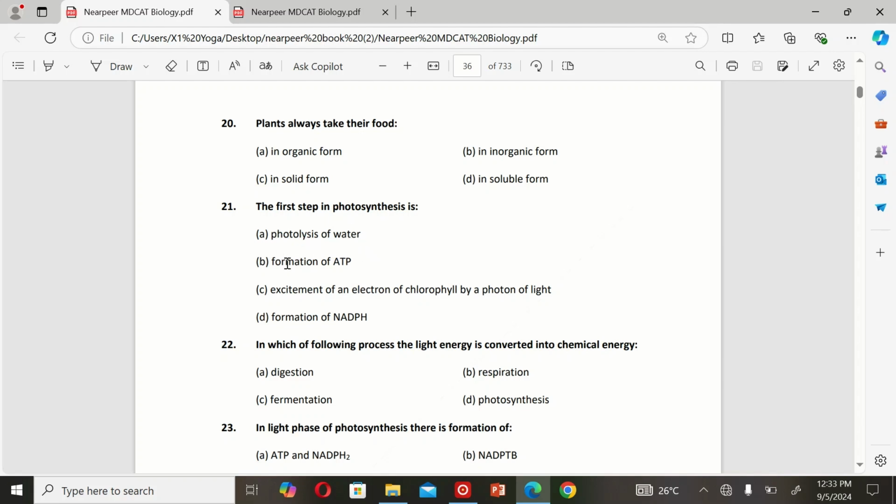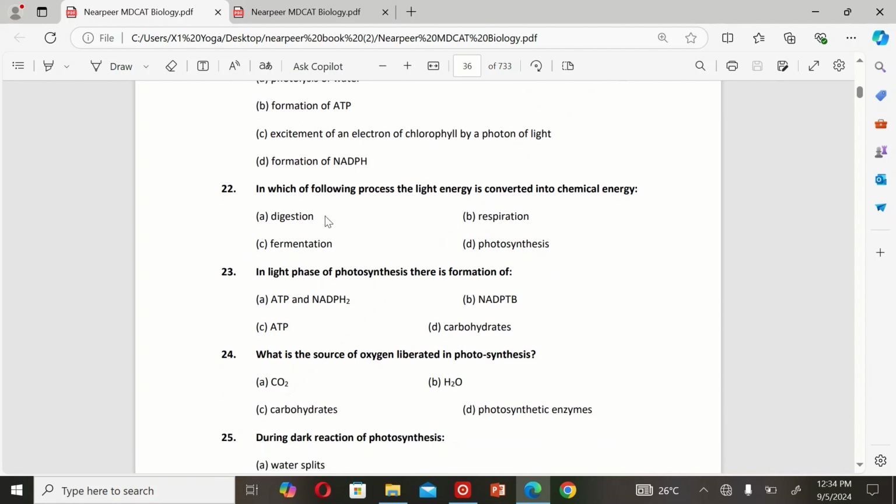The next MCQ is: the first step in photosynthesis is A. Photolysis of water, B. Formation of ATP, C. Excitement of an electron of chlorophyll by a photon of light, and D. Formation of NADPH. So the correct option is C, excitement of an electron of chlorophyll by a photon of light.